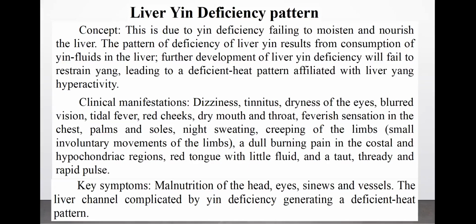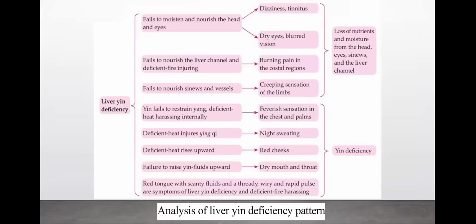Key symptoms: malnutrition of the head, eyes, sinews, and vessels. The liver channel is complicated by yin deficiency generating a deficient heat pattern. Here is the table of analysis of liver yin deficiency pattern. First, it fails to moisten and nourish the head and eyes. There is dizziness, tinnitus, dry eyes, blurred vision.